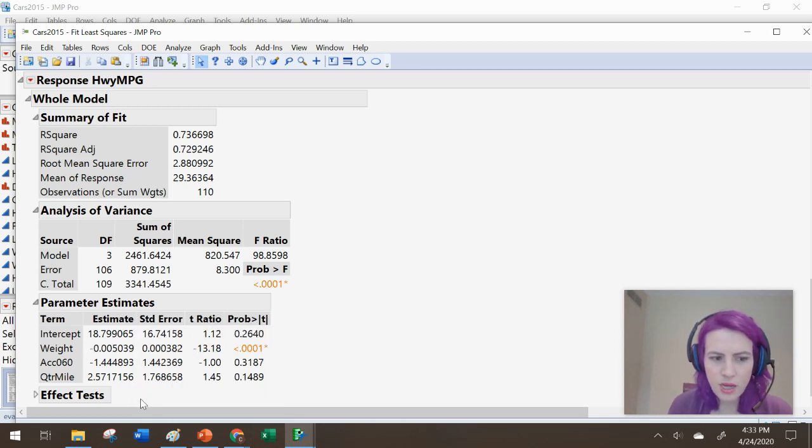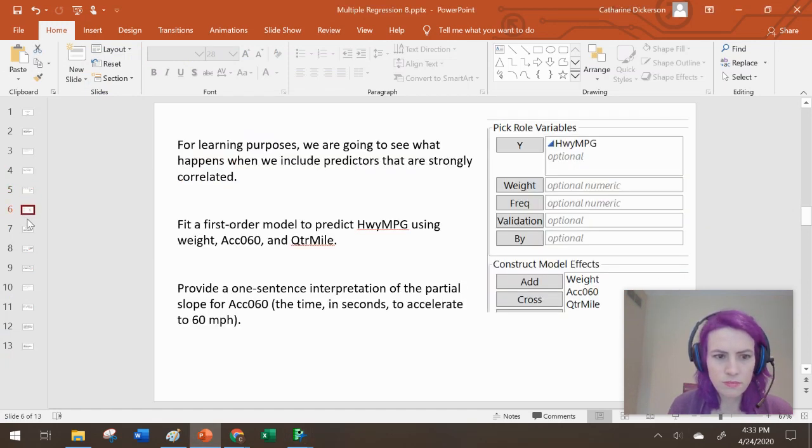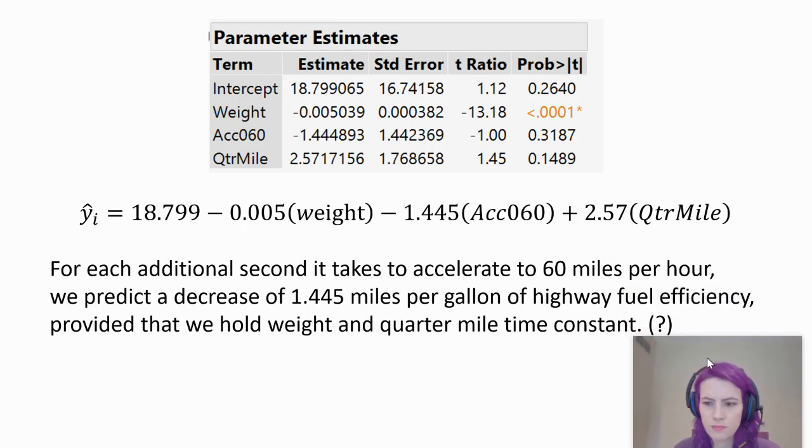So I copied this table into my slides. All right, so this is just a simple first order model. We didn't include any interaction. We didn't need to add any dummy variables. So just a basic model here. So we have our intercept, partial slope times the weight, partial slope times the acceleration, and partial slope times quarter mile.